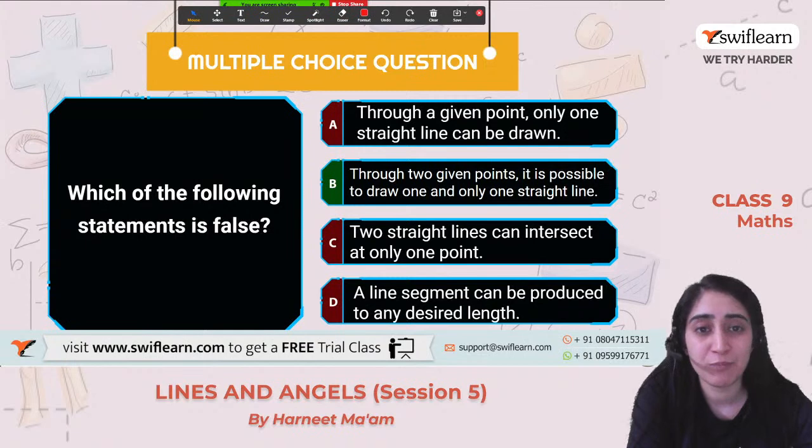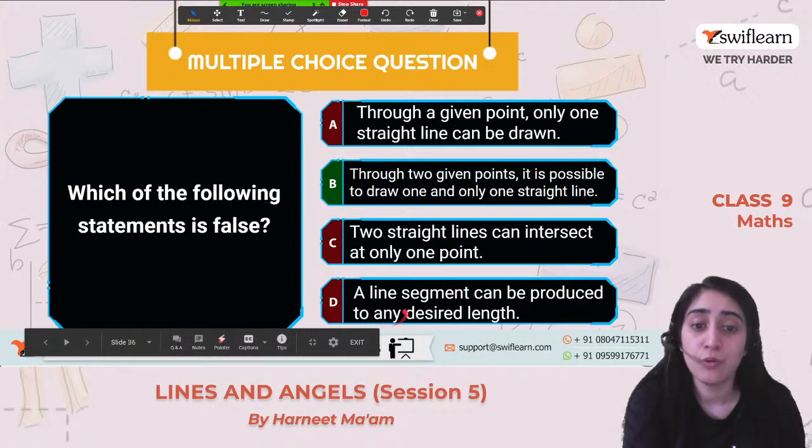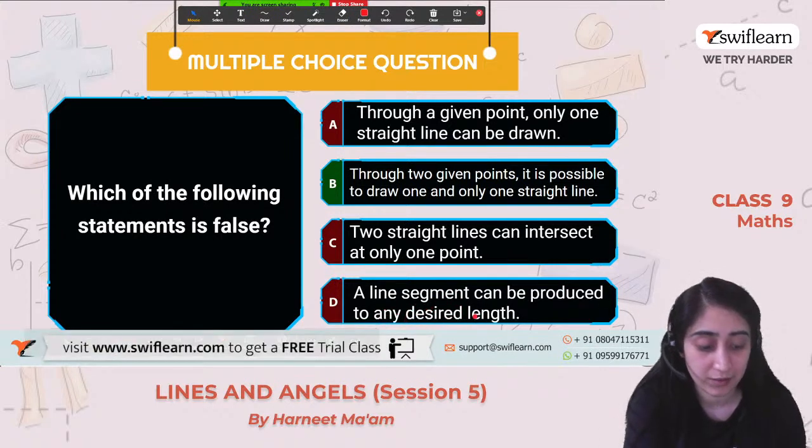Which of the following statements is false? You have to tell me which is false. A says, through a given point, only one straight line can be drawn. B says, through two given points, it is possible to draw one and only one straight line. C says, two straight lines can intersect at only one point. D says, a line segment can be produced to any desired length. So a line segment can be of any desired length.